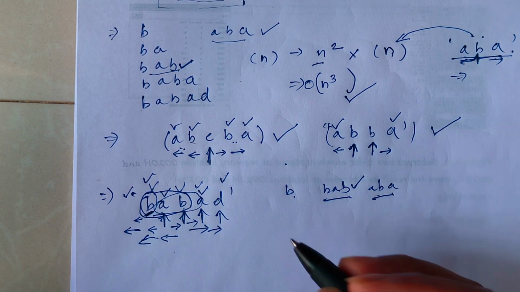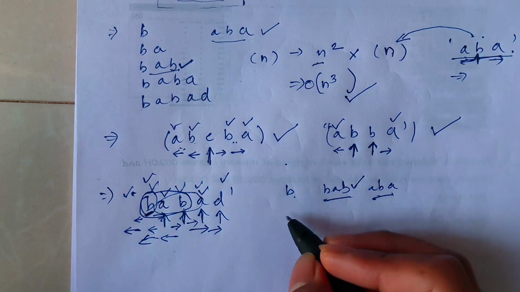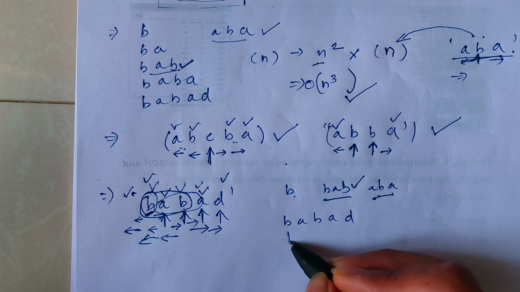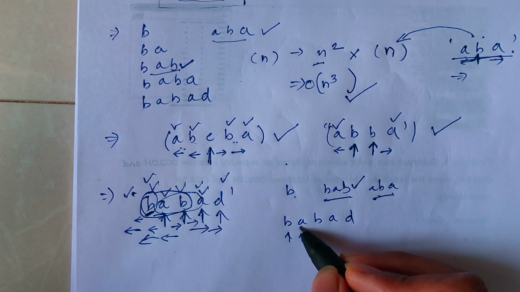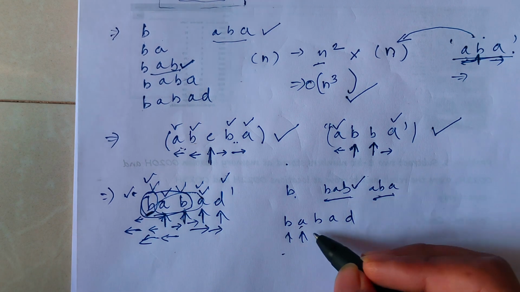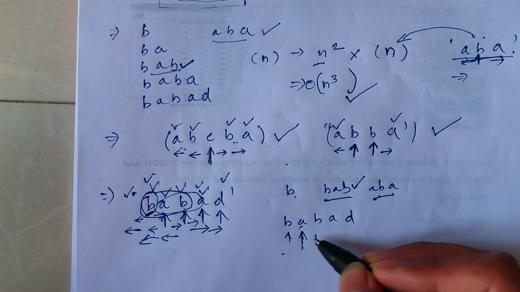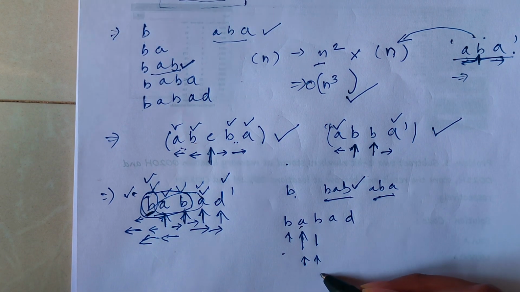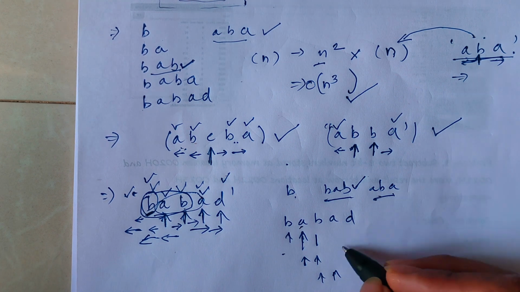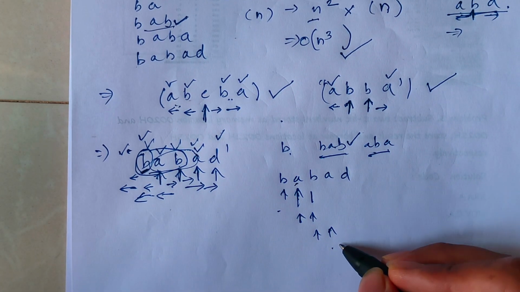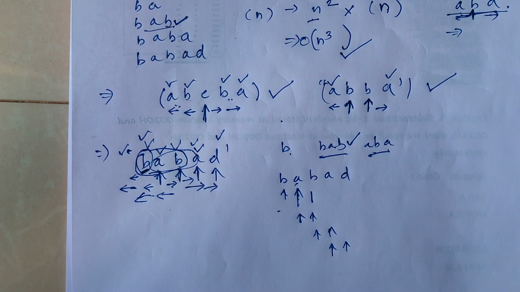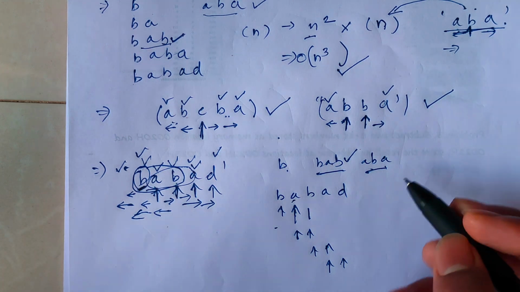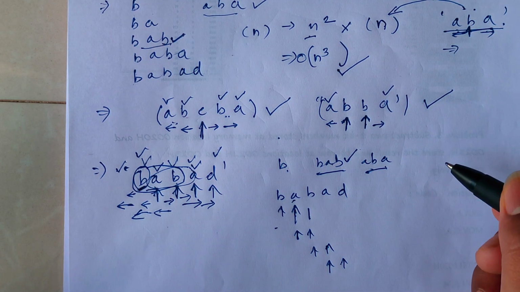If the length is even, we could see B, A, B, A, D. Suppose we have two pointers, B, A are not equal, so this could not be a palindrome. A, B are not equal. If we take our pointers to A, B, these are not equal. If we take our pointers to B, A, these are not equal. If we take our pointers to A and D, these are not equal. So there is no even length substring which is a palindrome.